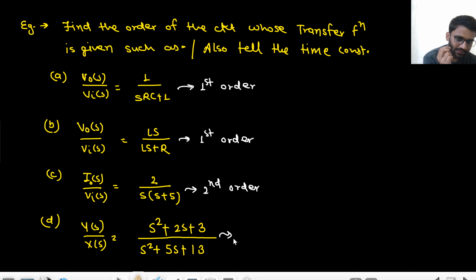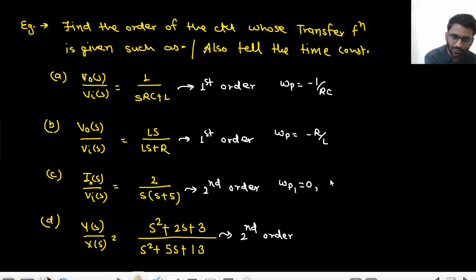And for this, what is the time constant? That is also second order. Now tell me, what is the location of pole here? Minus 1 by RC. What is the location of pole here? Minus R by L. What is the location of pole here? First pole is at 0 and the second pole is at minus 5. You can write s as well, I am writing frequency omega as well.